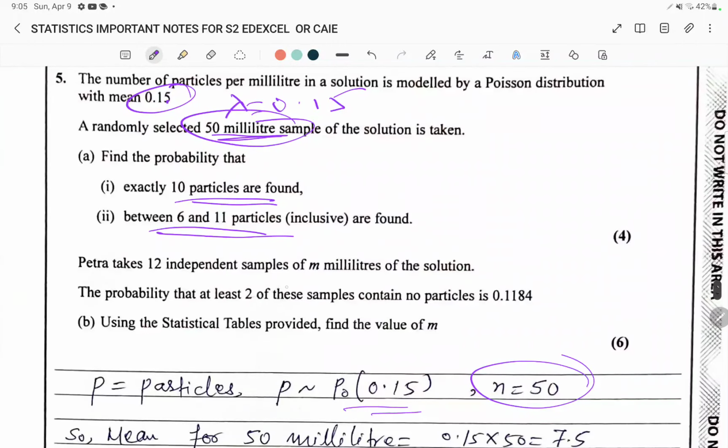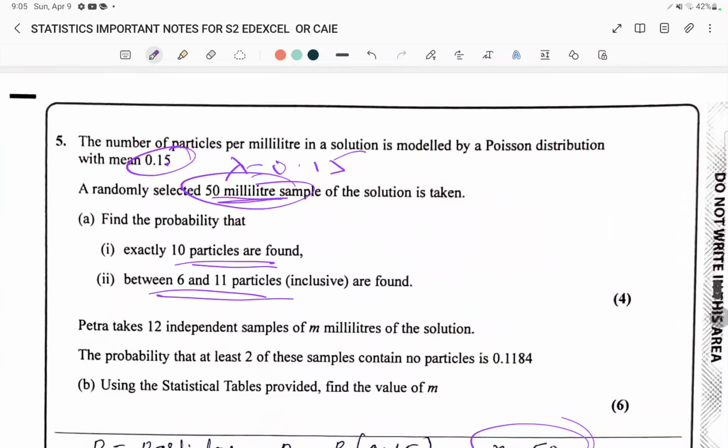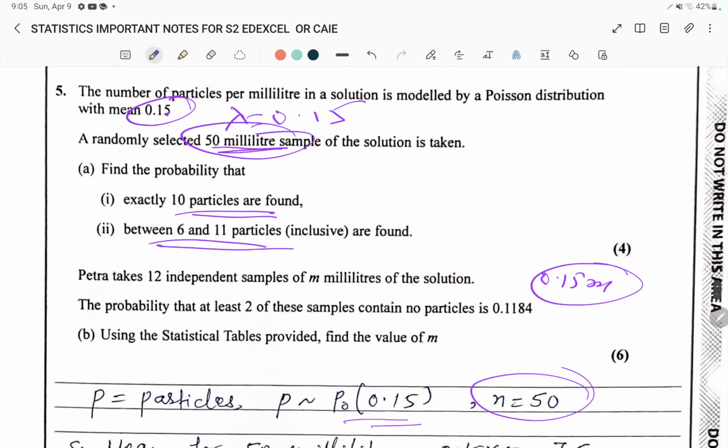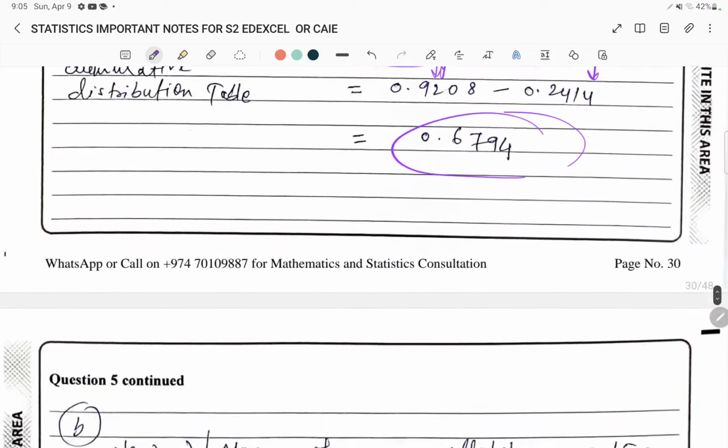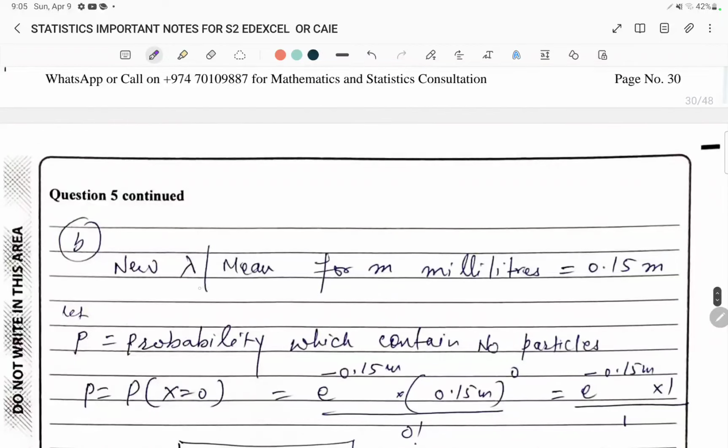Now B part. Petra takes 12 independent samples of m milliliters of the solution. So for m milliliters, the lambda will be 0.15m. The probability that at least two of these samples contain no particles is this. Using the statistical table provided, find the value of m. So lambda or mean for m milliliters is 0.15m.